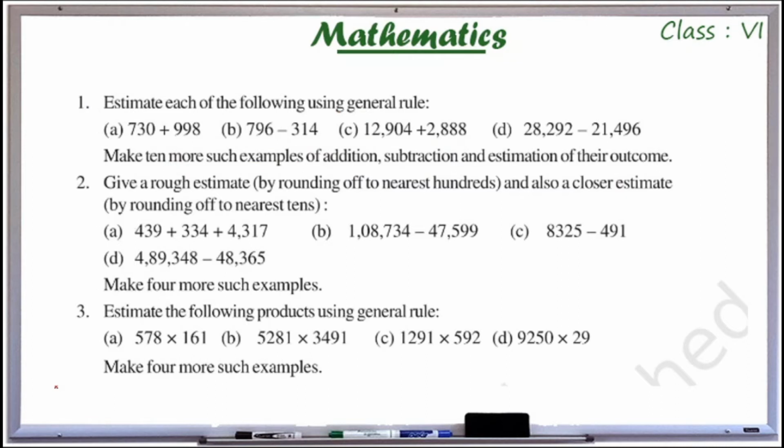Now look at the second question. In the second question you have to round to the nearest 100 as well as the nearest tens. All the numbers you have to round to the nearest 100 and find the sum, and also to the nearest tens. One example, 439 plus 334 plus 4370. So first I am doing it to the nearest 100. 439 I can write as 400. 334 I can write as 300.